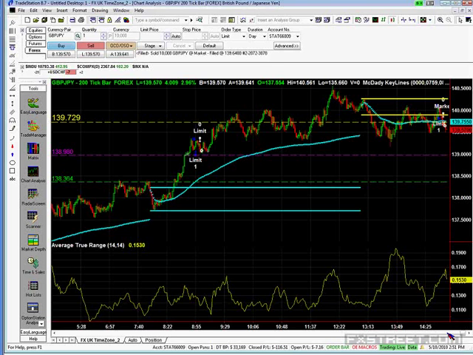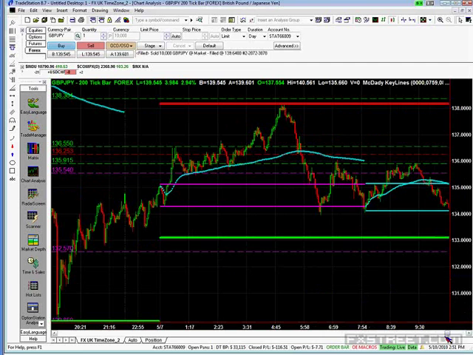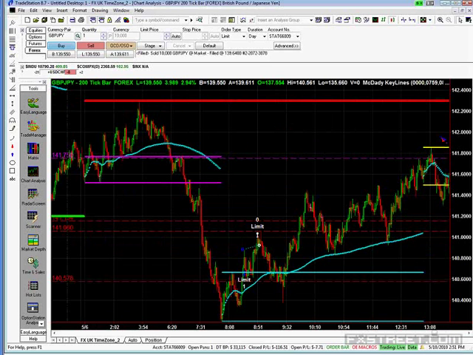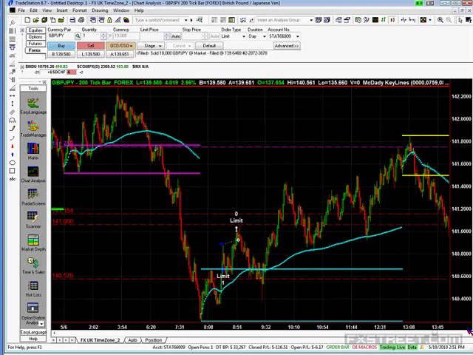This is last Thursday, guys. Look at this. All right, it came below the 141.40. That is your initial trade. You want to take it short.